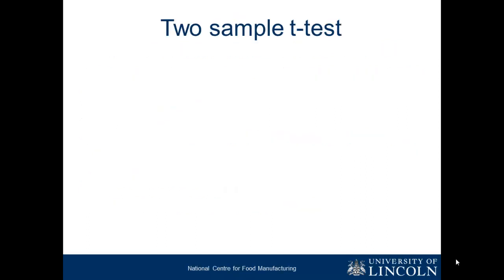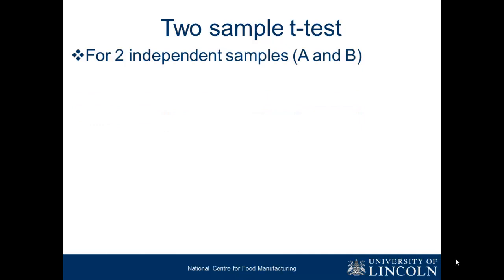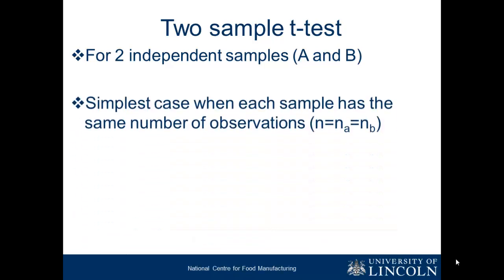Now, let's look at the 2 sample t-tests. We have 2 independent samples, A and B. You've collected the results for product A, you've collected the results for product B, and you want to compare the 2 together. In some scenarios, the number of people that you have for A can be the same as the number of people you have for B. So you have the same numbers of observations, so NA equals NB.